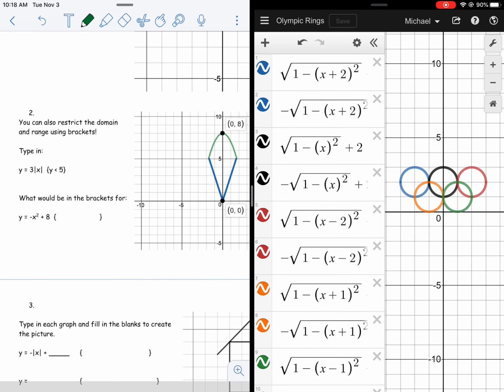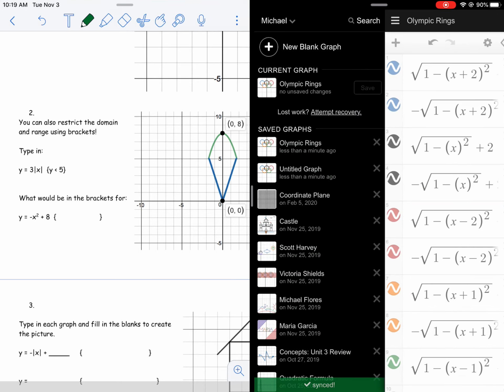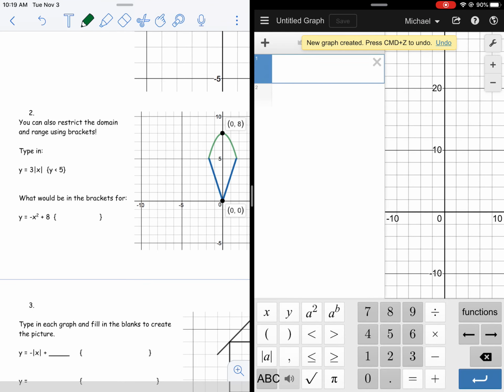This next one, you look at this little ice cream cone. So if you want to keep this, like I said, if you saved it, click those 3 bars at the top left, the very top left, and just click new blank graph. Okay. So I need to create a little ice cream cone. That's my goal.